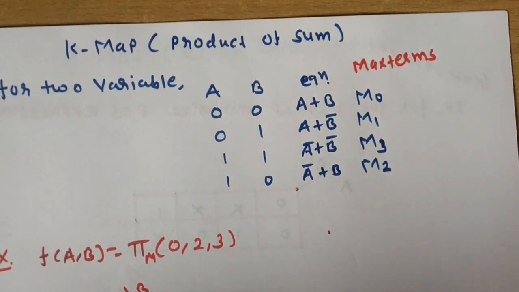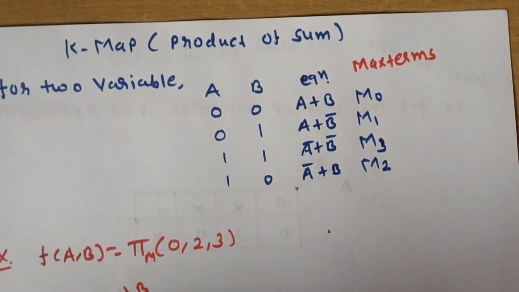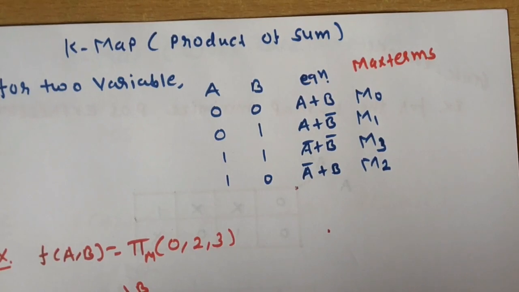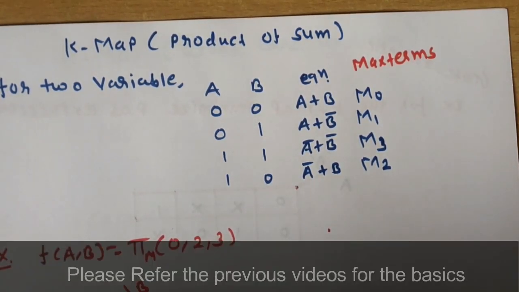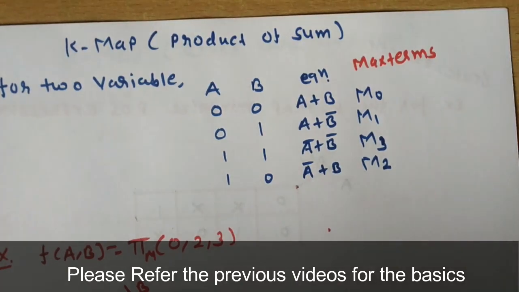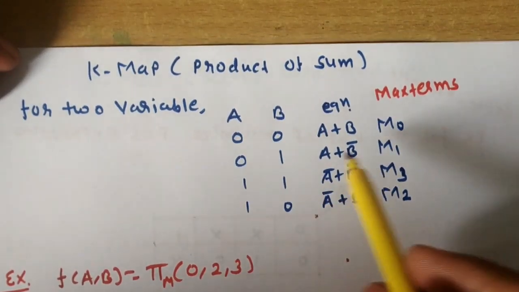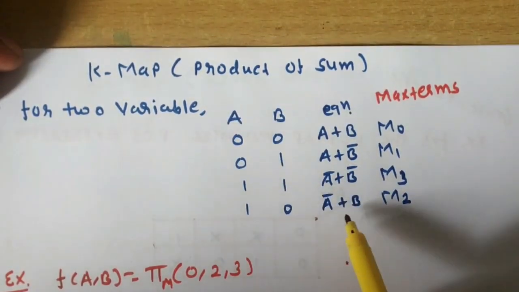In the previous lectures we have seen the basics of K-map, and we have also solved some examples for the 3 variable and 4 variable K-map. In today's lecture we will try to simplify the Boolean expression which is in the form of product of sum. So far we have gone through the examples of sum of product. Let us have a little bit of overview of product of sum.